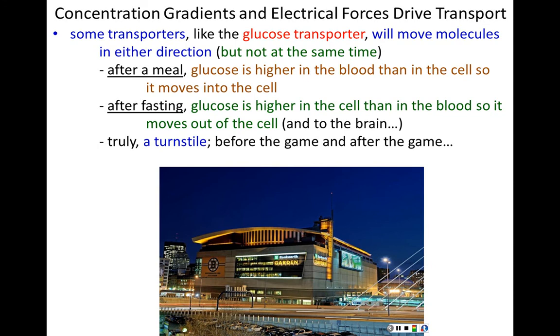What happens? Well, now everyone leaves the arena. Everyone goes in the same direction, just the opposite direction as last time. The glucose leaves the cells en masse back into the bloodstream. The people leave the arena, go back onto the street, everyone moving in the opposite direction. So the direction of movement in these cases is always governed by the gradient, from areas of higher concentration to areas of lower.